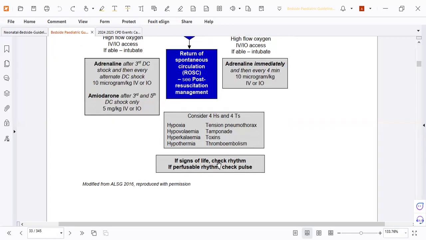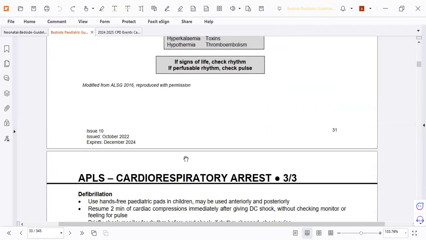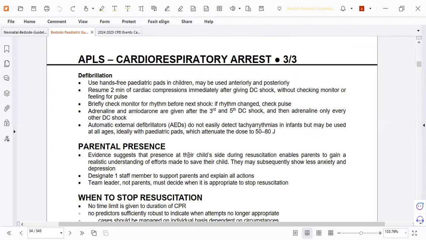If signs of life, check rhythm. If perfusable rhythm, check pulse, okay? So you have to keep checking the rhythm and pulse from time to time, okay? So these are the guidelines 2024, okay? The next page, now they are talking about the defibrillation process in detail.